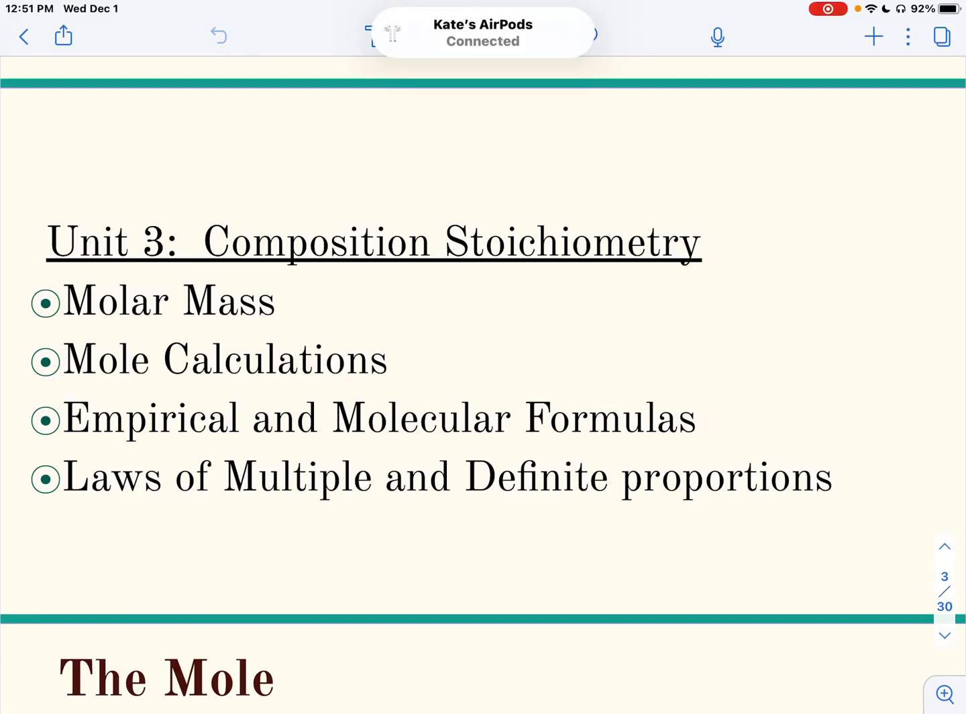This is the start of Unit 3 for Honors Chem. In Unit 3, which is called Composition Stoichiometry, we will go over molar mass, which will be in this video, mole calculations, empirical and molecular formulas, and then 2 of the 3 main laws of chemistry, multiple and definite proportions. We'll go over the third law in Unit 4.